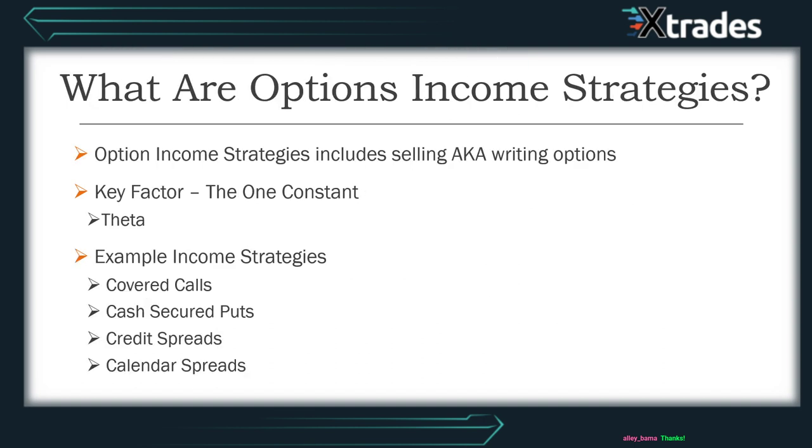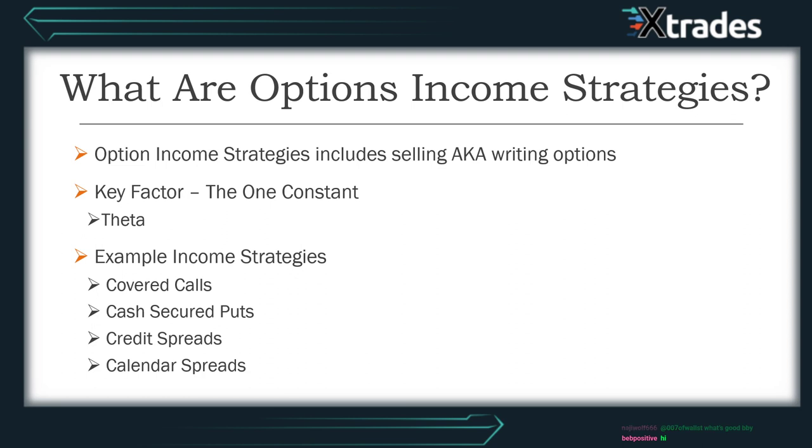So what are options income strategies? Option income strategies mostly include selling, or in other words, writing options. This is as opposed to buying options, where we are essentially betting the stock is going to go up, down, sideways, whatever. Income strategies are more focused on less risk and a higher chance of success to provide a steady stream of income. So that's why it's called an income strategy.